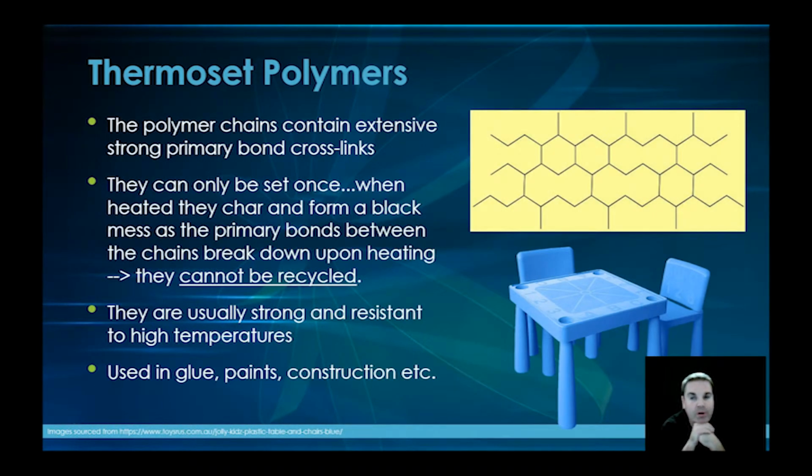Whereas a thermoset polymer has lots of cross-links between the chains. I liken this to a brick wall, where all the bricks are locked in together and there are lots of strong bonds between them. Similar sort of thing with a thermoset polymer. These generally have a much higher melting point and are a lot stronger. You can see here, this kids' plastic table set is a much stronger, sturdier plastic. But when you melt this, it doesn't go runny, it just blackens, because what you're doing is basically decomposing it. You're breaking the primary bonds, you're destroying the structure, and it chars. That's when it goes black. So we say that these cannot be recycled.